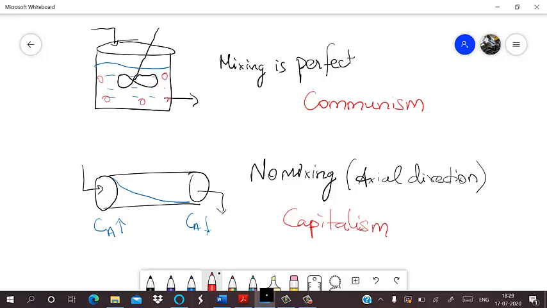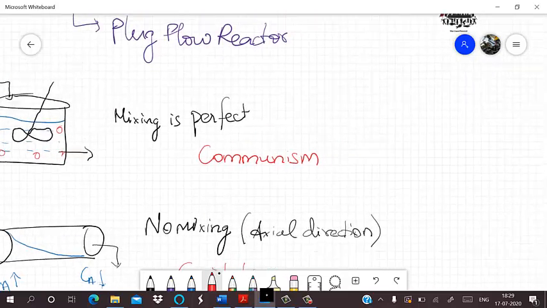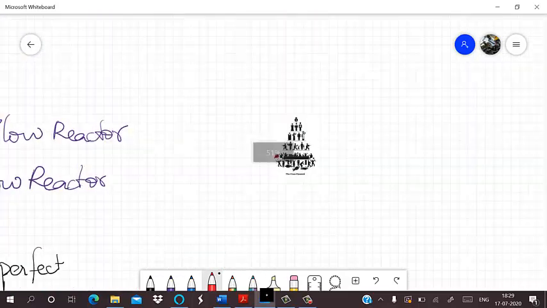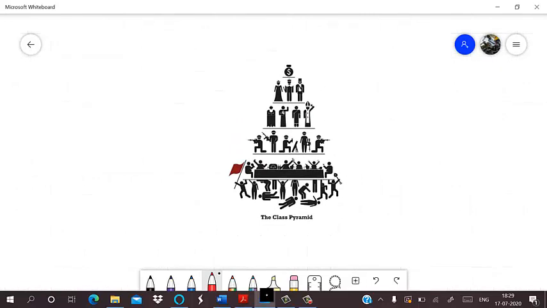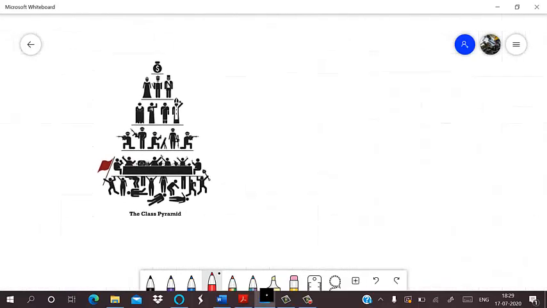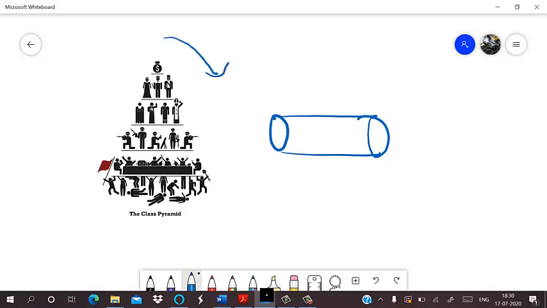Capitalism, I will better explain with a cartoon which I sourced from Google. This is a classic example of capitalism, although it kind of trolls capitalism. I have no intention of trolling any of the ideologies. I just thought this is a very good picture to explain the plug flow reactor, nothing more than that. I will parallelly draw a plug flow reactor here, side by side. Now just imagine this rotated 90 degrees, just like it's horizontal and this is vertical.